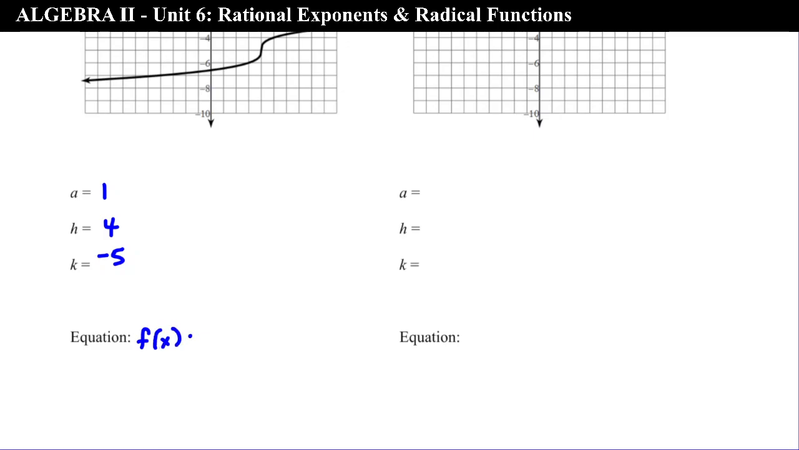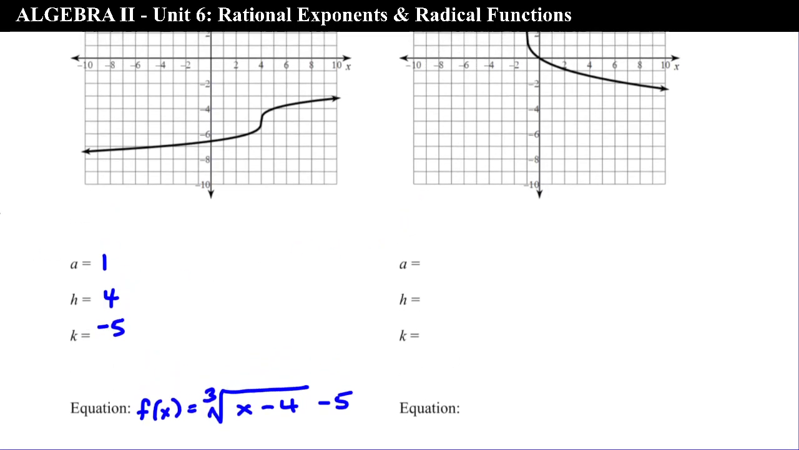F of x equals, nothing to write in front, so we go straight to our cube root. Remember to put your index there. Let me make it a little clearer for you. Your index of 3 has to go in the corner, so you are indicating cube root. And then we have x minus 4 minus 5.